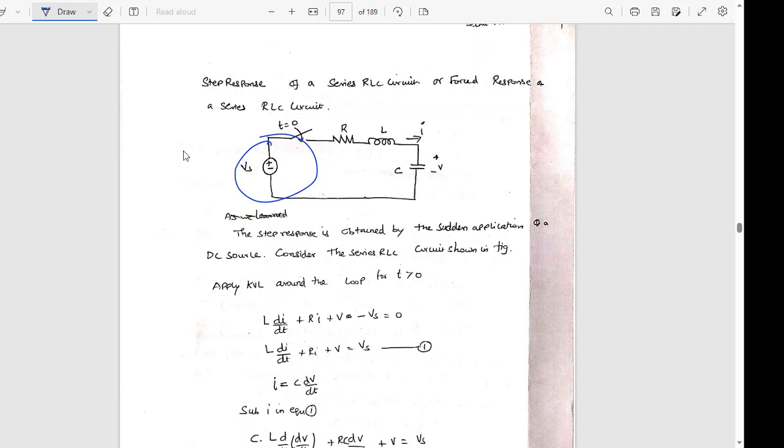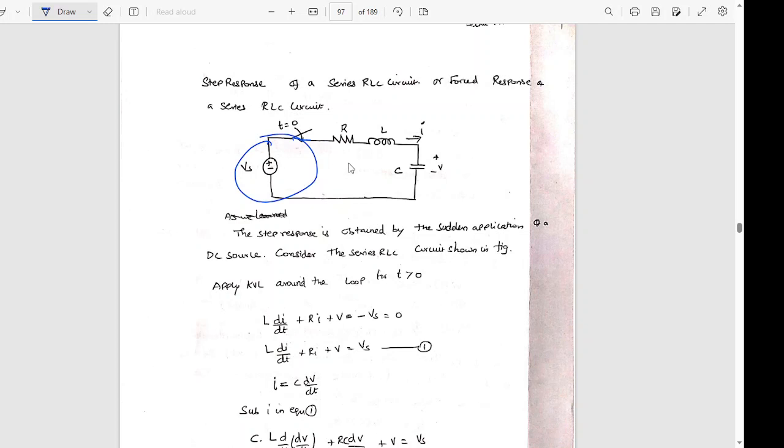Usually the transient response will die out after some time, but if I have a source like this, it will not happen. Okay, so let's consider this. The step response is obtained by the sudden application of a DC source. Let us consider this. Apply KVL for t greater than 0. At t equal to 0 the switch is getting closed. For t greater than 0, RLC will be there and there will be a source also connected.